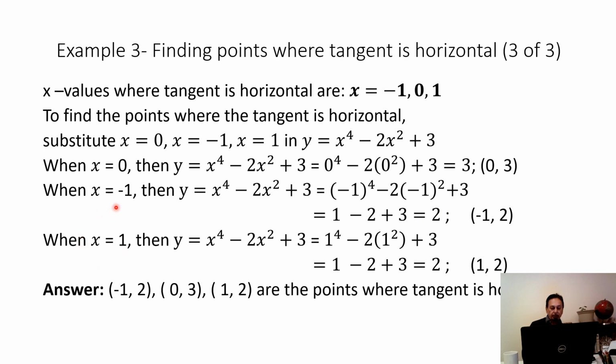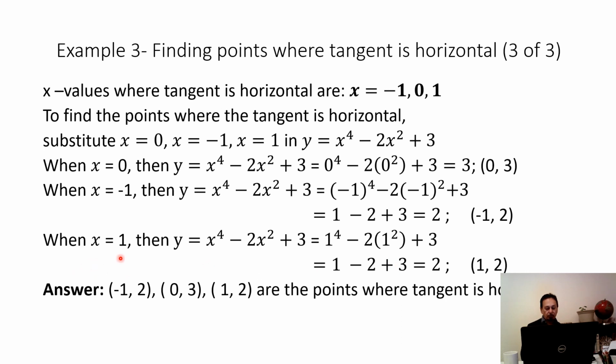Now we use the next x value, which is negative 1. Substitute in the equation of the curve. This becomes negative 1 to the 4th minus 2 times negative 1 squared plus 3. The fourth power of negative 1 is positive 1. The square of negative 1 is 1, multiplied by negative 2 is negative 2, and plus 3. So now 1 plus 3 is 4. 4 minus 2 is what? 2. So the point is (negative 1, 2), where the tangent is horizontal.